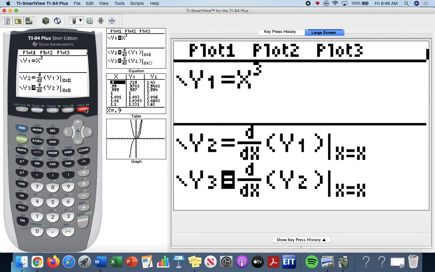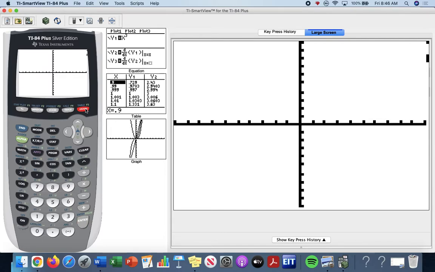Okay, I'm going to go ahead and hit graph. I'm just on a standard window, 10 by 10. It will take a while because it does need to think about the first graph, the second graph, etc. So this is your second derivative graph.